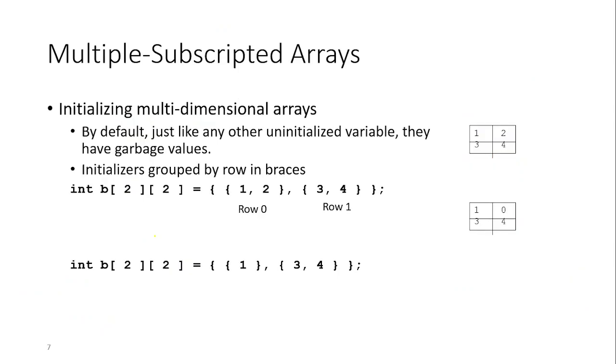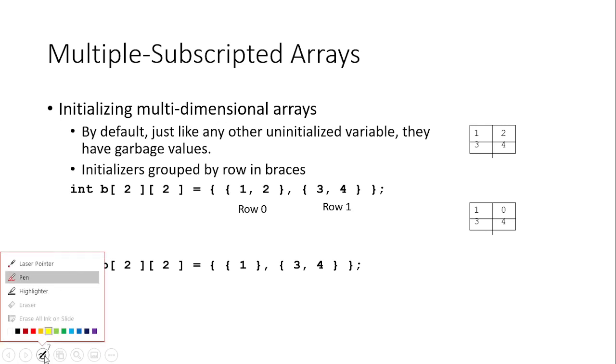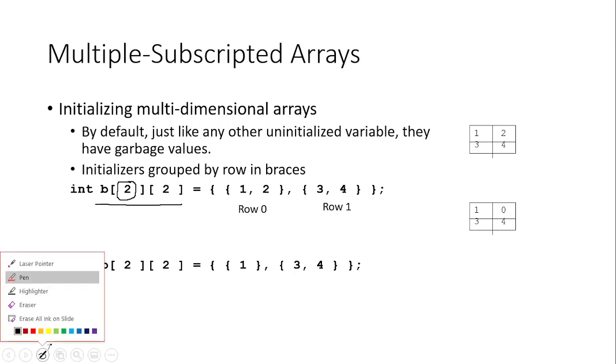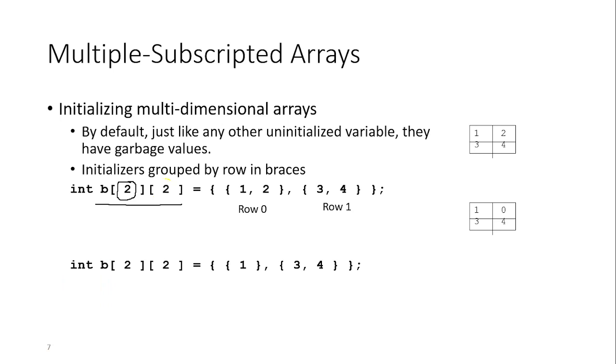Okay, so how do you declare and initialize multidimensional arrays? Let us look at the different ways. This is how a multi-dimensional array is declared: int, then the name of the array, and then within separate square brackets, you specify the size of each dimension. This is the number of rows, and this here is the number of columns.